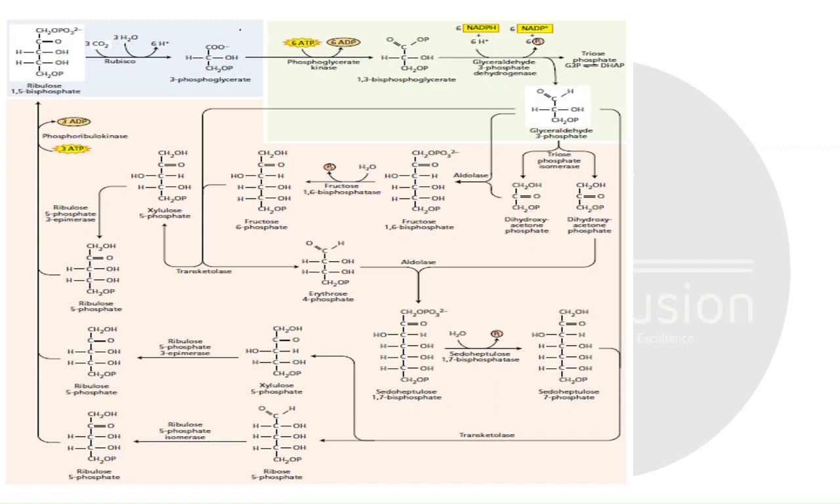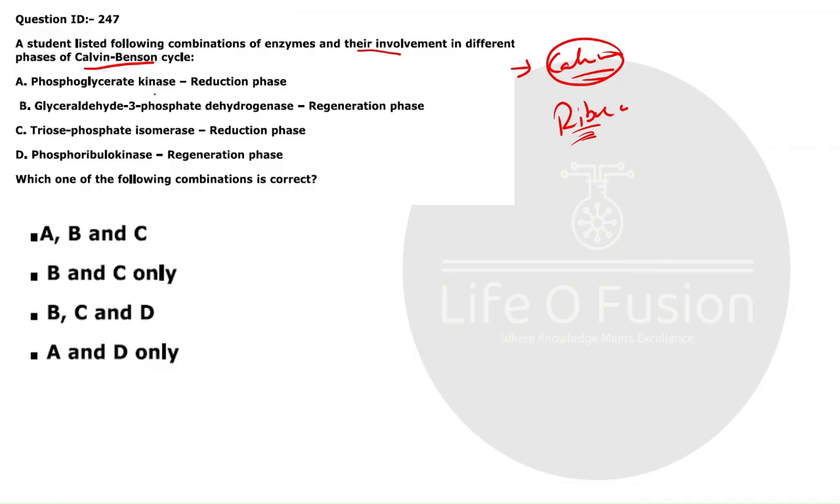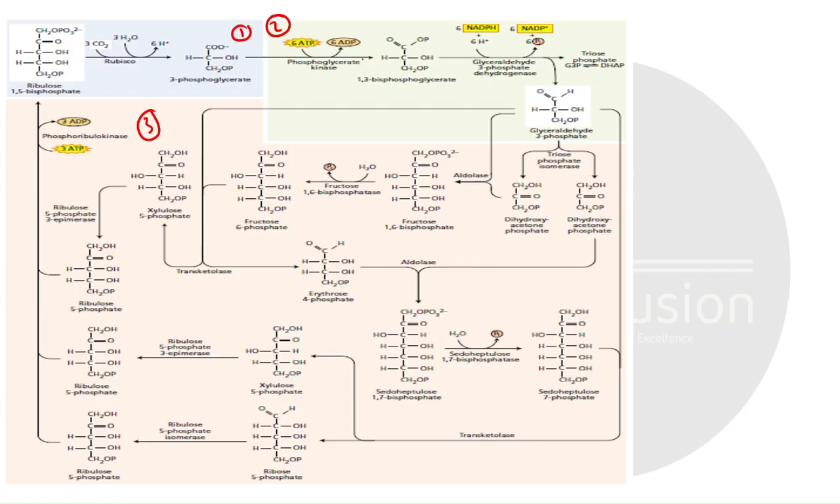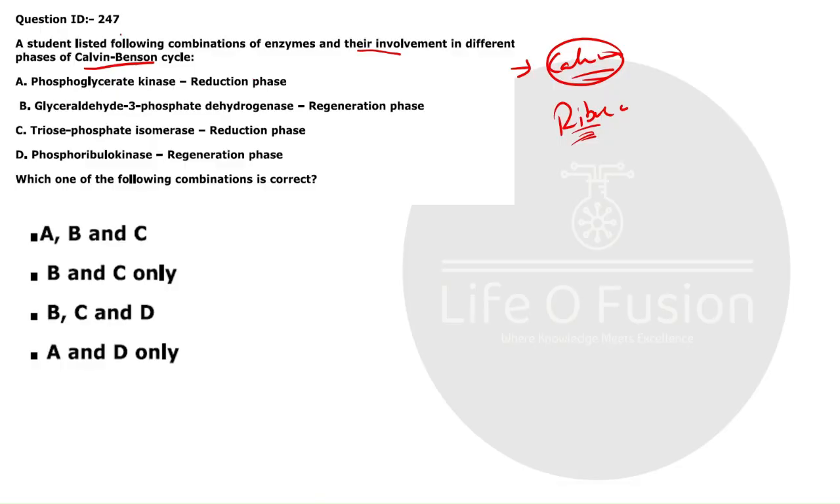See, this one and this two: these two colors are from the reduction step, and this three is from your regeneration step. So here they provide the name of the enzyme and which step it is involved in. First is phosphoglycerate kinase. They mention the reduction phase. See here, phosphoglycerate kinase is involved in the reduction step. Yes, it is involved in the reduction step. Option A is the correct statement.